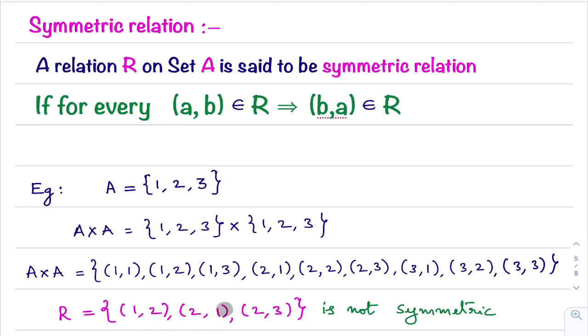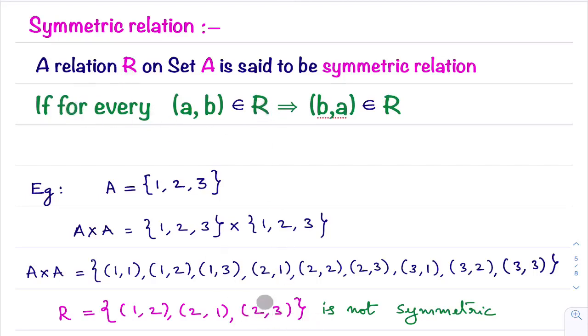Now you take the second ordered pair in the relation, (2,1). You check whether (1,2) is there in this relation. Yes, of course, it is there. For the first ordered pair I checked (b, a) is there; for this ordered pair (2,1), I checked (1,2) is present. This ordered pair is also over. Like that, you need to check for every ordered pair in the relation.